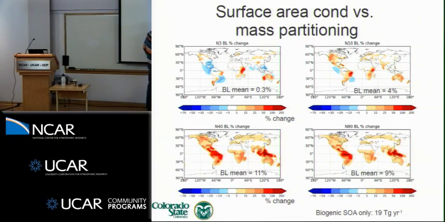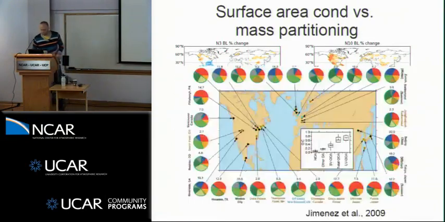Also, importantly, in these simulations we only consider biogenic secondary organic aerosol. So we only have 19 teragrams of SOA per year, which leads me to the next point: there's uncertainty in exactly how much SOA there is. And so how sensitive are our predictions of CCN to that?